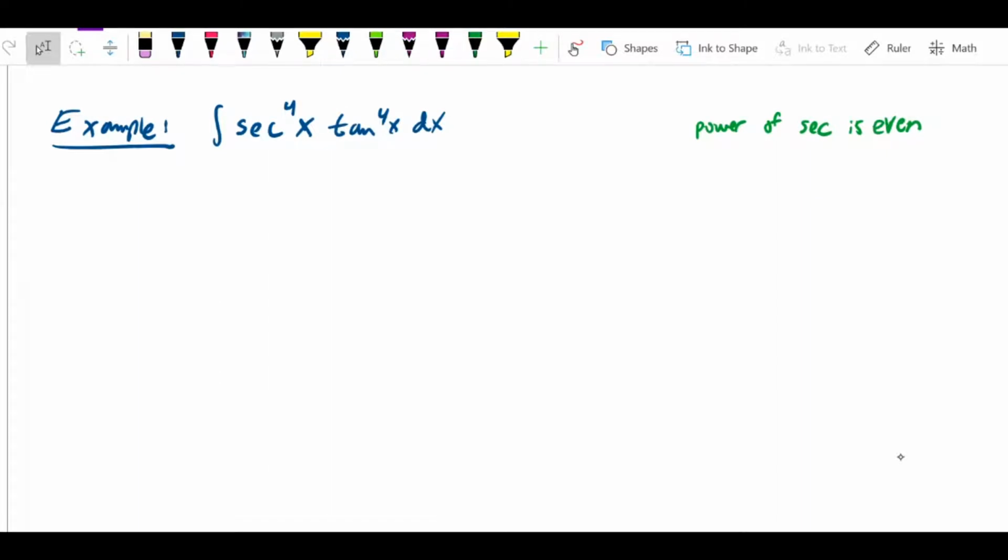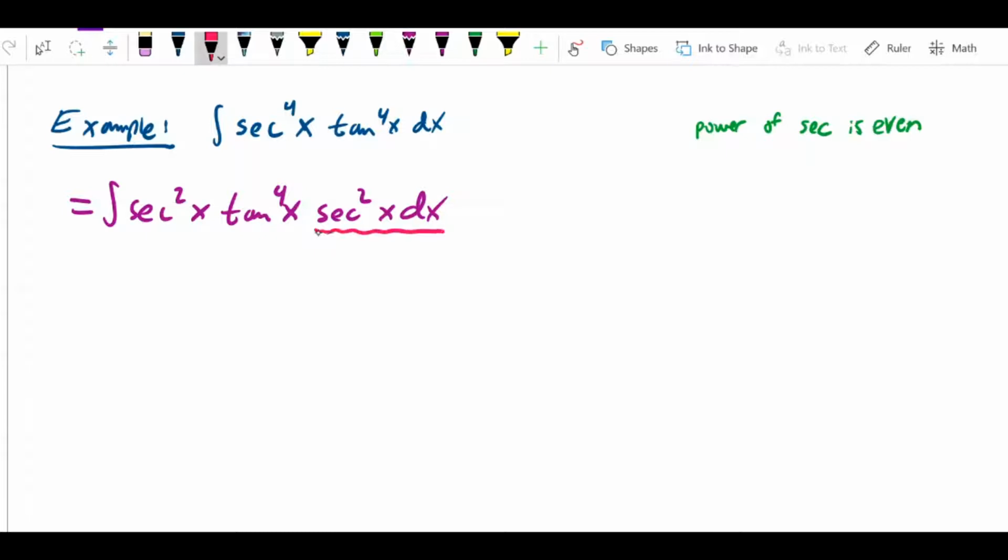So we now come to a second type of rule, where the power of secant is even. In this case, what we're going to want to do is peel off one factor of secant squared. Again, I'll show you why that works. So this becomes the integral of secant squared x tan to the fourth x secant squared x dx. You might be able to guess that the nice thing here is that this is going to become du, because I can choose u to be tan x, since secant squared is just the derivative of tangent. So I'm going to want to rewrite everything in terms of tangent.